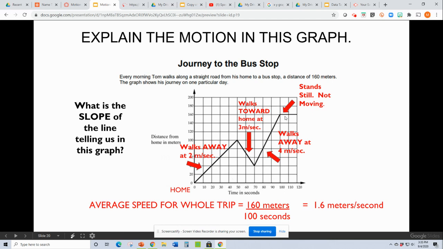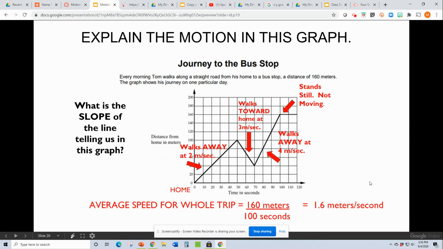I don't care about all this stuff. All I want to know is what's your average speed for the whole trip? All right, Tom, nice that you walked from your house to the bus stop, and I don't know what's going on there, but I don't care. I just want to know your average speed for the whole thing.